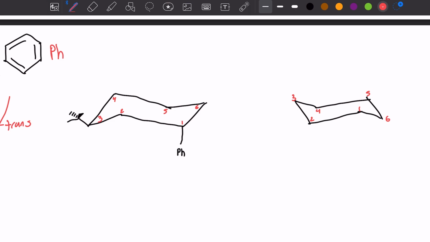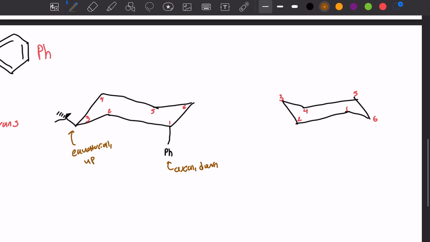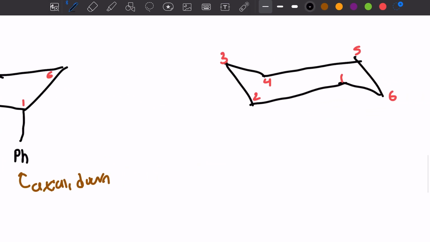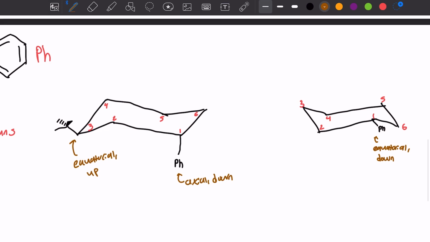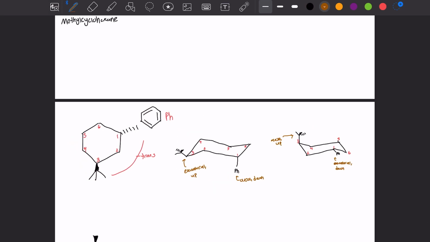Your phenyl group was axial down, and this was equatorial up. So now your phenyl group is going to go to equatorial and down. And then this group on carbon 3 is going to go to axial up now. So how do you know which one's going to be more favored now? Because you have two substituents.